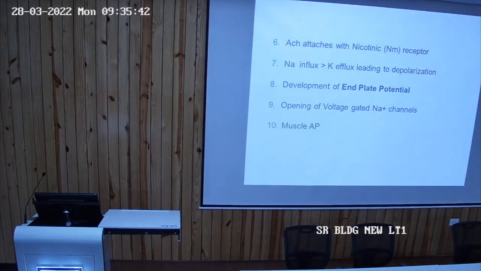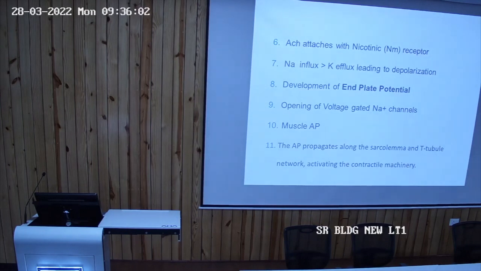So the muscle action potential will develop and sweep all over the muscle membrane. The action potential will propagate. On the muscle membrane, what is there? There are tubules. We'll discuss in the next class. There is the sarcotubular system. Inside there are T tubules, through which they will activate the contractile machinery. In that way, the muscle will contract.